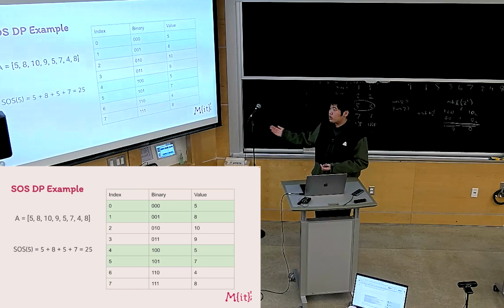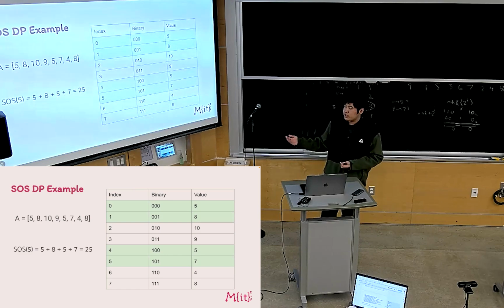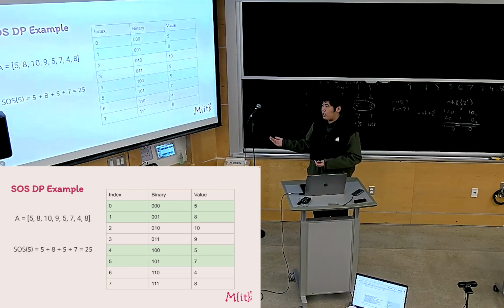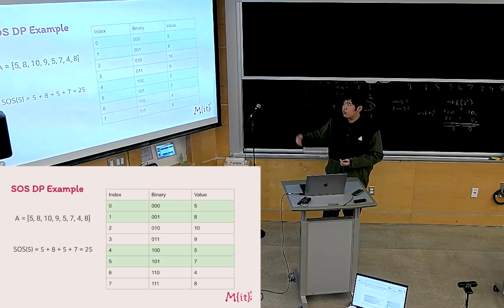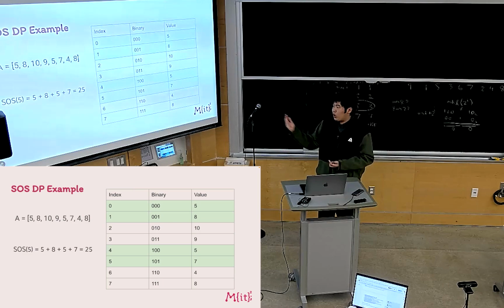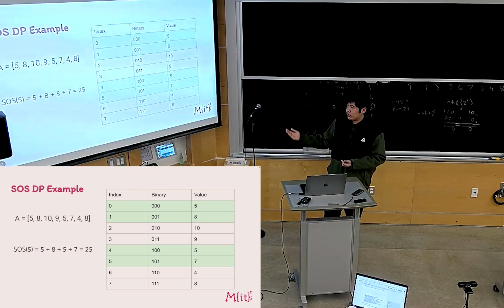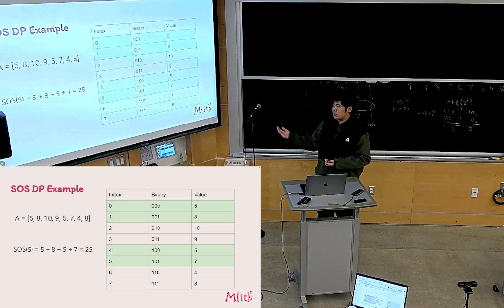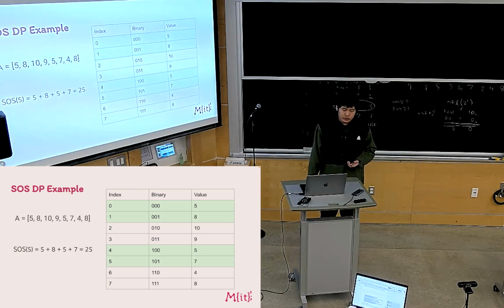So for instance, if you wanted to compute the sum over subsets of the element 5, we'd iterate over and see that 0 is a subset of 5, 1 is a subset of 5, 4 is a subset of 5, and 5 is a subset of 5. And these have values of 5, 8, 5, and 7 respectively, which sum to 25.